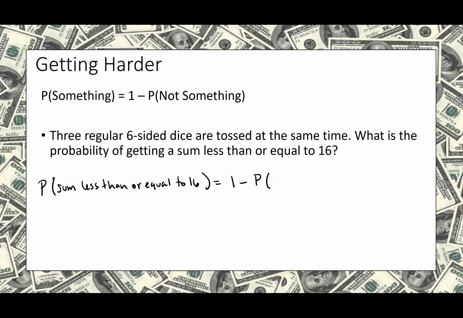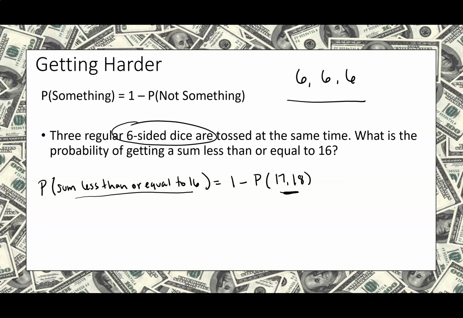Okay, so think about, you've got 3 dice that are 6-sided. What's the max you can get? Well, if you roll a 6, 6, 6, you can get an 18. So what are the cases that are the opposite of this? Well, the opposite of that is greater than 16. And that in this case is going to be both 17 and 18 because the max we can roll is an 18. So these two things are the opposite or are not these things, right? What's less than or equal to 16? Well, not 17 and 18. Those are bigger than 16.